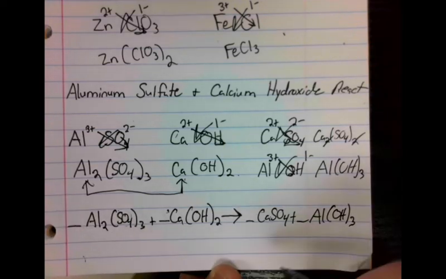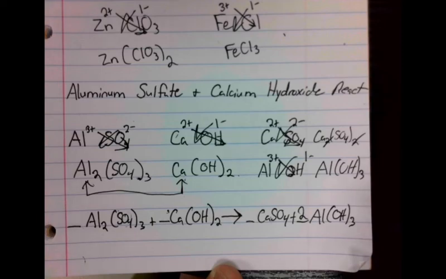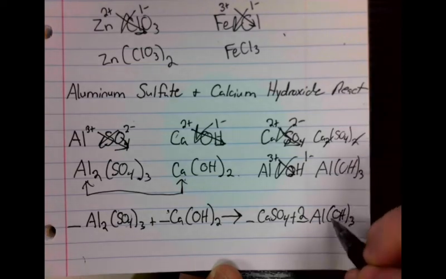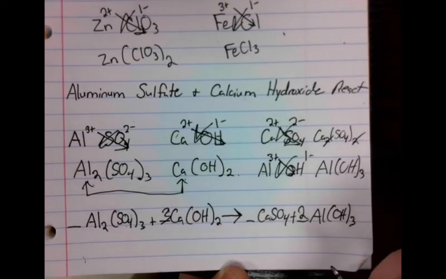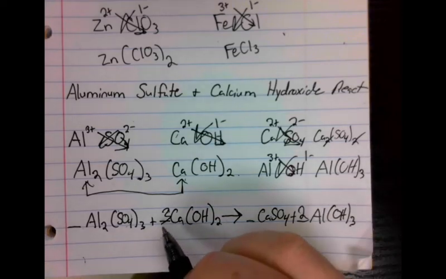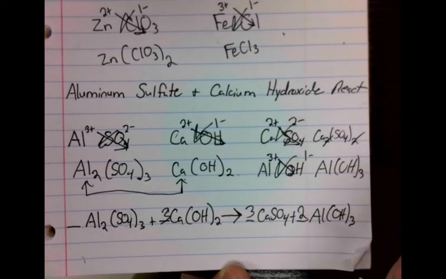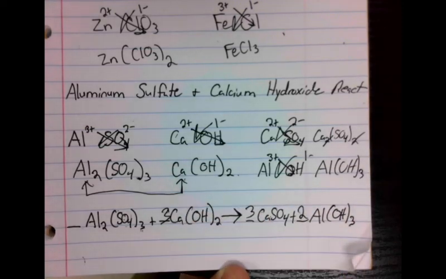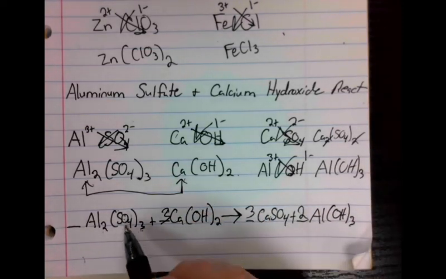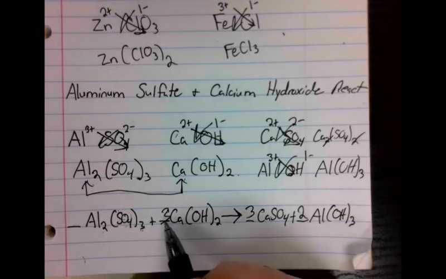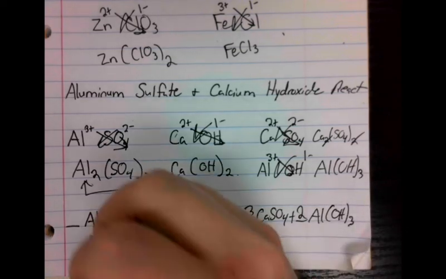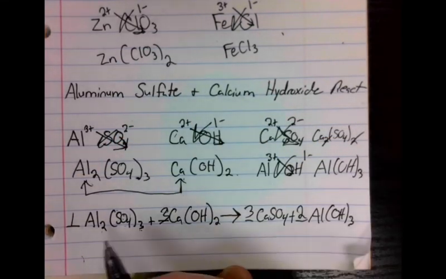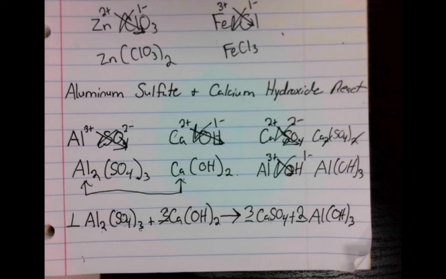We have 2 Als over here, so I'm going to put 2 Als right there. 2 times 3 gives us 6 OHs, so we're going to need to put a 3 there so we can get 6 OHs. That gives us 3 Cas, so we're going to have to put a 3 there to get 3 Cas, and that also gives us 3 SO4s, which we need over here. 2 Als, 2 Als, 3 SO4s, 3 SO4s, 3 Cas, 3 Cas, 6 OHs, 6 OHs. So we can put a 1 there. 1, 3, 3, 2 cannot be reduced. So we are balanced and we are good.